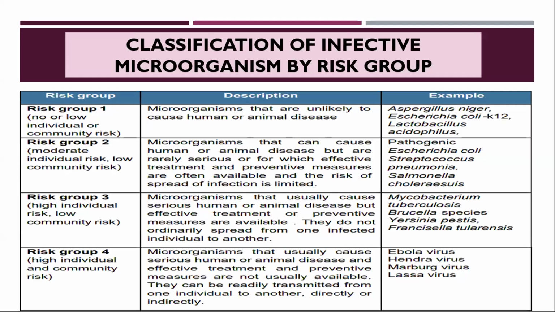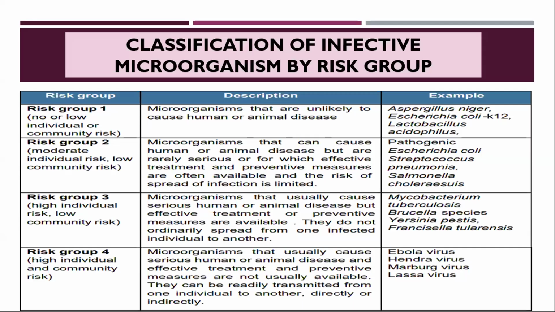Which are the microorganisms in risk group 1, which are unlikely to cause human or animal disease? Examples are fungus like Aspergillus, E. coli, Lactobacillus acidophilus. These are the low risk, risk group 1. Risk group 2 is microorganisms that can cause human or animal disease but are rarely serious, or for which effective treatment and preventive measures are available, and the risk of spread of infection is limited. In this, bacteria like E. coli, Streptococcus pneumoniae, Salmonella, cholera.